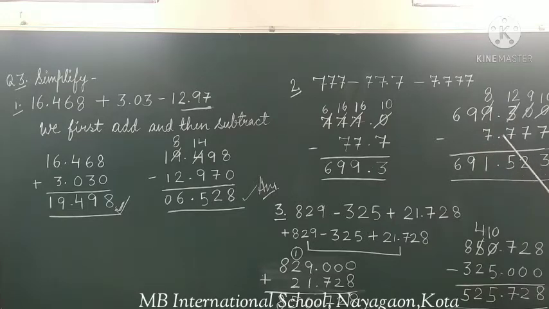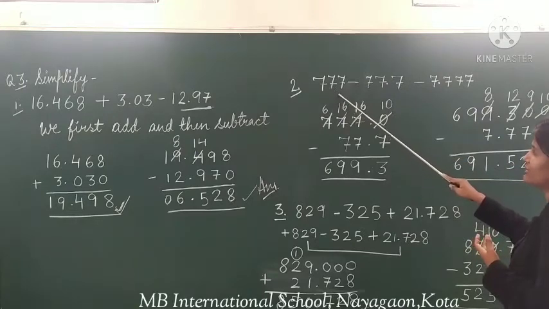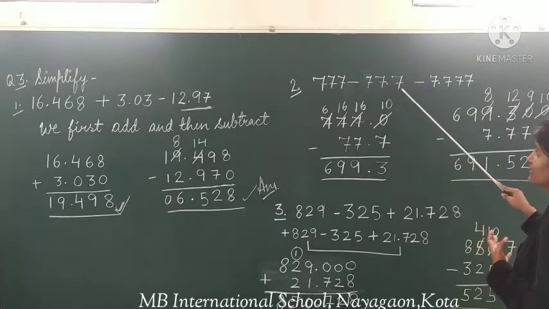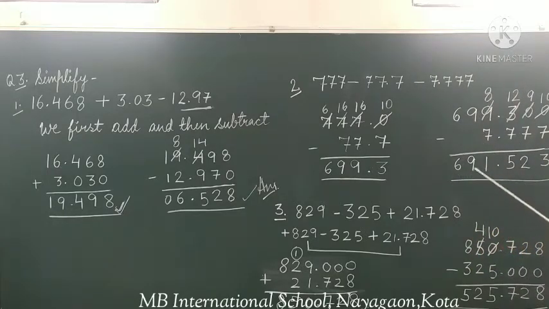So when we subtract 7.777 from 699.300, we got 691.523. So when we simplify 699.300 minus 7.777, we got 691.523 as our answer.